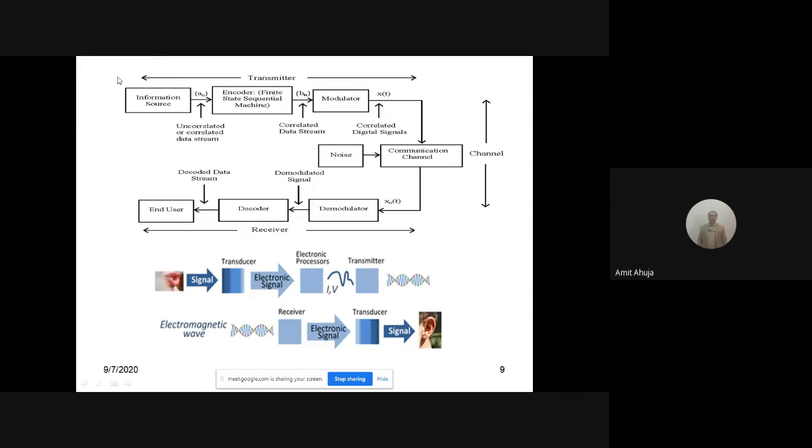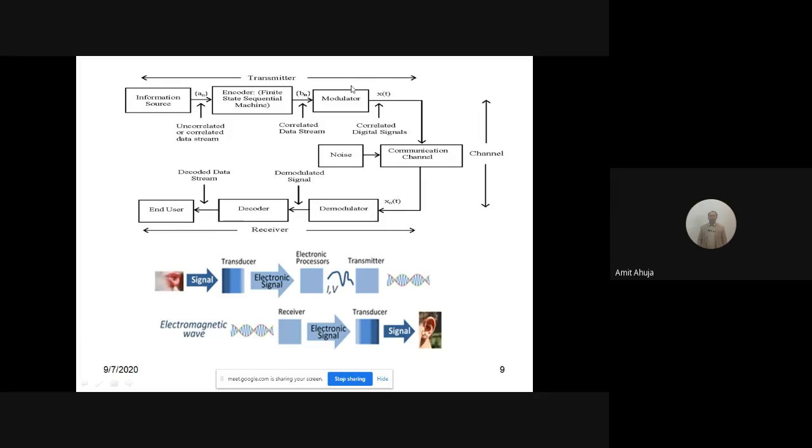Why do we want to do this? Because my major interest is this information source. Initially what we have said is what is effective communication: whatever I have transmitted, I must receive. What I have transmitted is the information. This information may be voice, it may be telemedicine data, or some other source of information. I want to get the same thing at the end user.